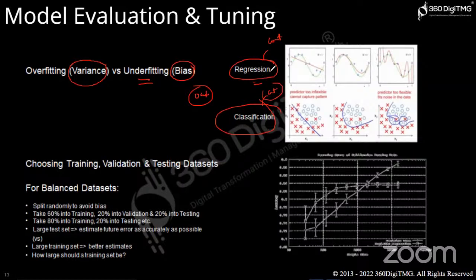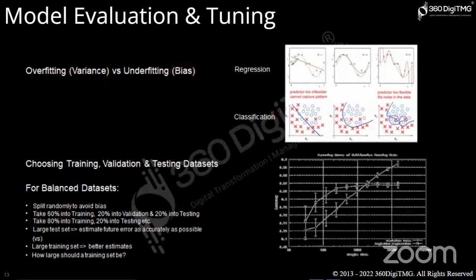So in case of regression, what happens? If I take this line as my best fit line, I can see that my line is completely following the data. So we can say that it is overfitting, right? These are different models that we see here. The predictor too inflexible cannot capture the pattern, right?